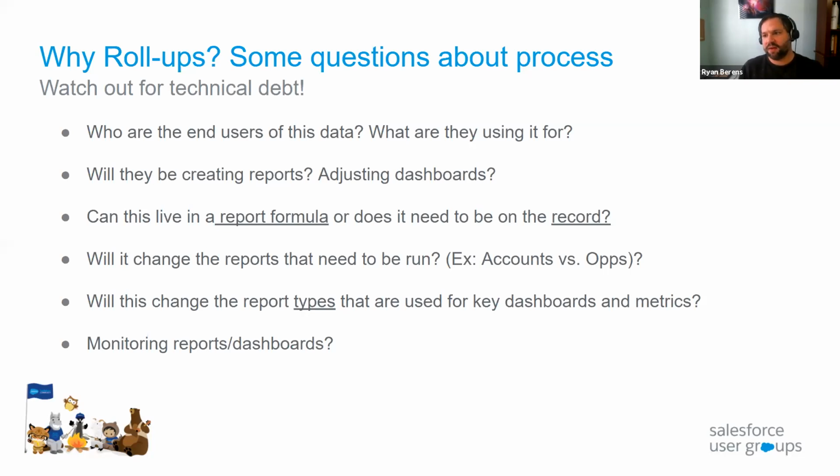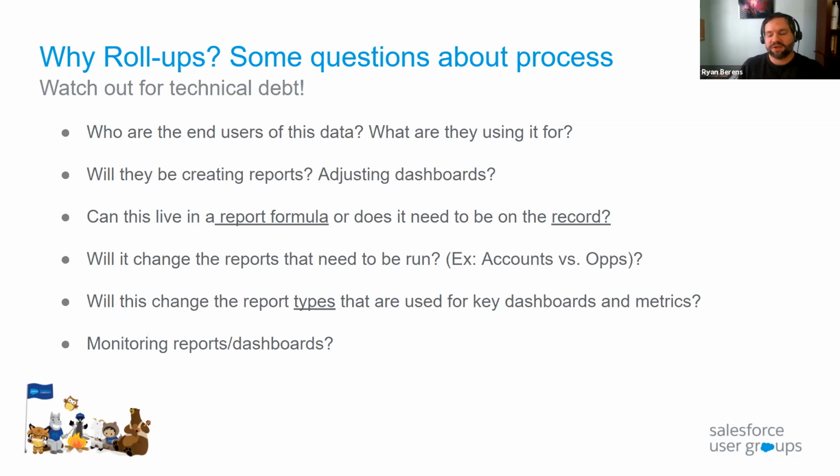from the standpoint of a nonprofit who may not have the type of governance that is in place in larger organizations. Who is using this data? What are they using it for? Which reports and dashboards are consuming it? Who's creating reports, right? When you create a new roll-up summary, you're taking aggregate data, putting it on the parent object. Is that going to change the reports that need to be run, right?